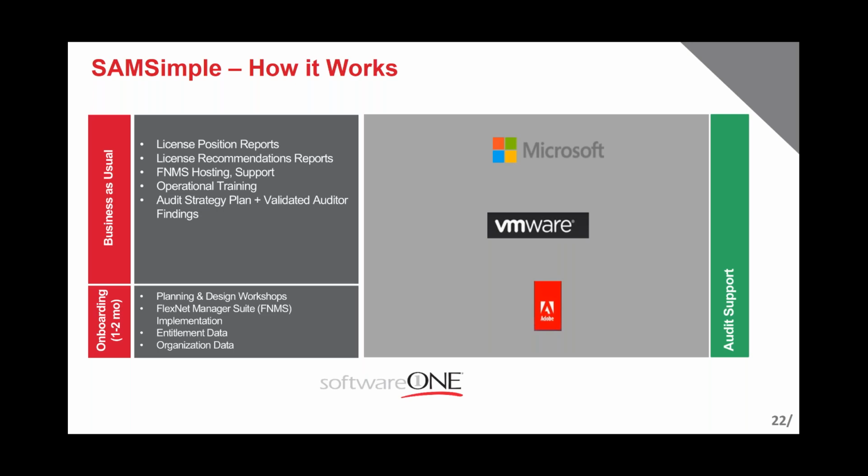After onboarding comes the transition to business as usual, and this is when the customer starts to receive those reports on that semi-annual basis aligned to their publisher activities. So the license compliance reports, the recommendations reports, and of course the customer, as I've mentioned, has access to the technology. They have support and they have operational training. They also have the audit support available to them.